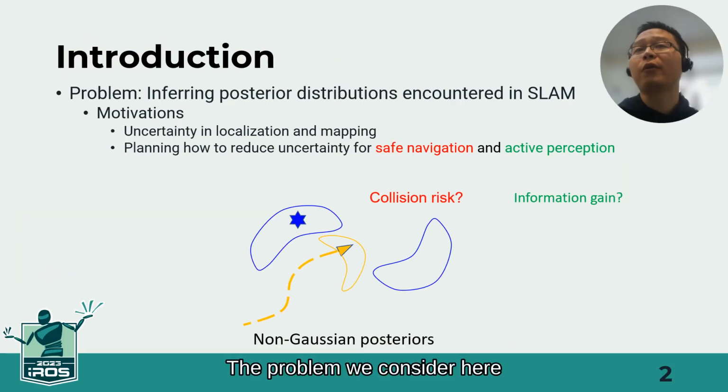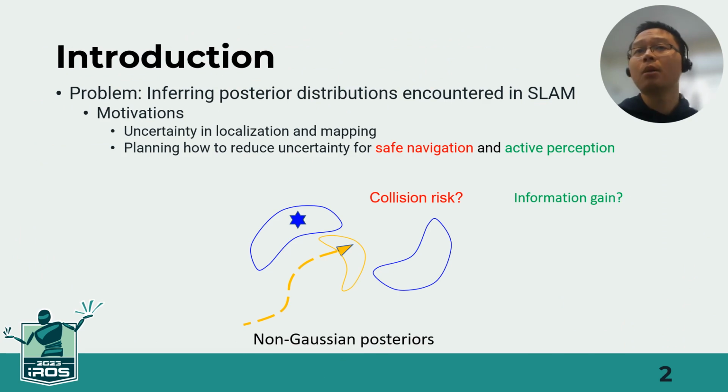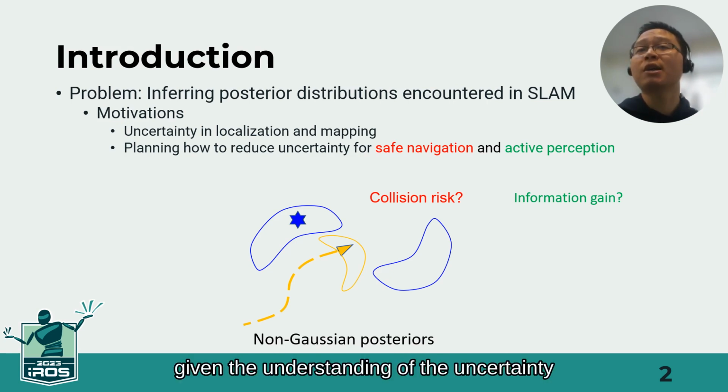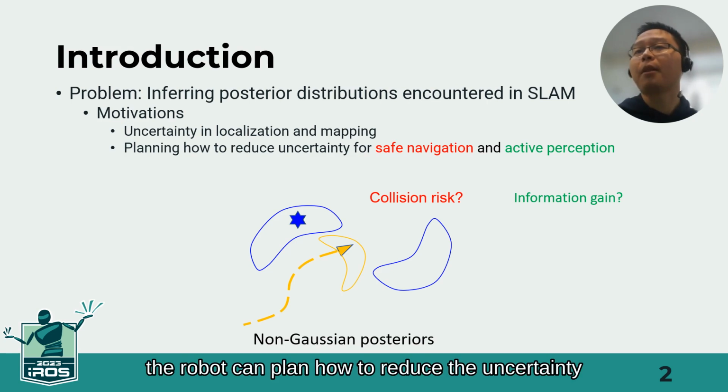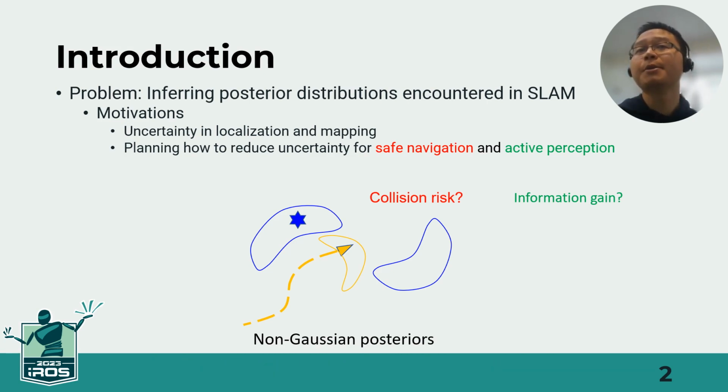The problem we consider here is estimating posterior distributions encountered in SLAM. There are two motivations. The first one is that we want to understand the uncertainty in localization and mapping. The second one is that given the understanding of the uncertainty, the robot can plan how to reduce the uncertainty for safe navigation and active perception.